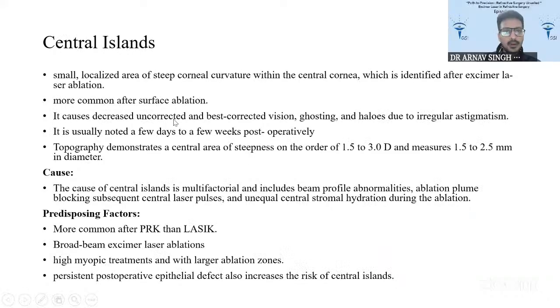All right, sir. So central islands are small localized areas of steep corneal curvature within the central cornea, and it causes decreased uncorrected and best corrected visual acuity. When we see it on topography, it demonstrates an area of central steepness on the order of about 1.5 to 3 diopters. The causes include beam profile abnormalities or irregular central laser pulses.